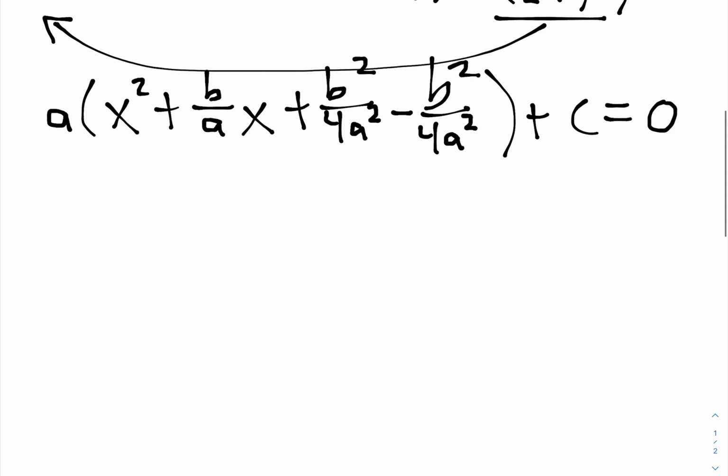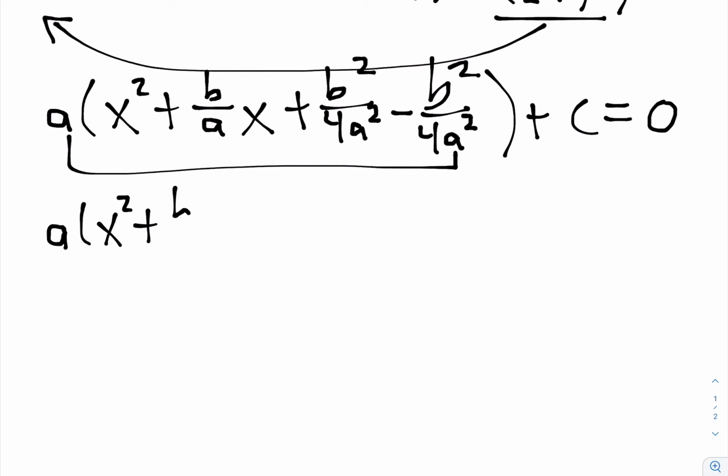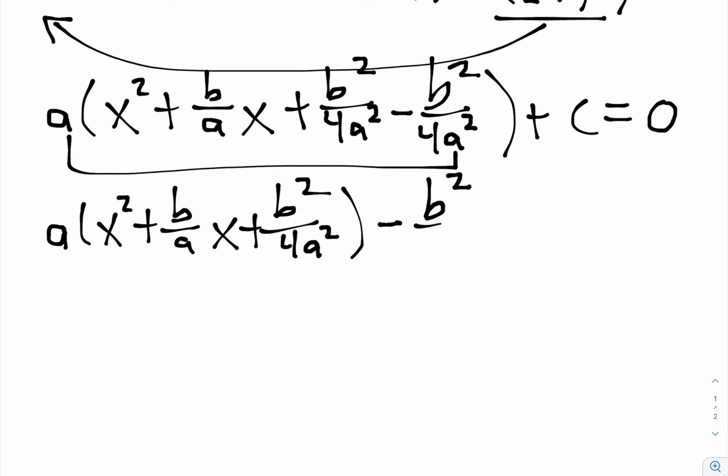Okay, so now we want to bring that last term out. We can multiply it by a. So we have a times x squared plus b over a x plus b squared over 4a squared. So we want to keep all these inside still. But remember, we multiplied the a and then negative b squared over 4a squared. So if we multiply b squared over 4a squared by a, that just means that we're losing an a on the bottom. So this is going to be minus b squared over 4a instead of 4a squared, plus c equals 0.